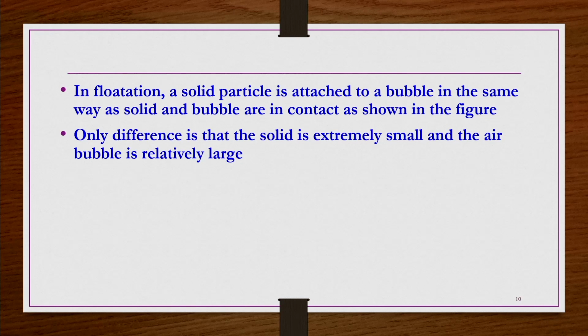So, in flotation a solid particle is attached to a bubble in the same way as solid and bubble are in contact in the previous figure, that contact angle measurement that we have seen. But what is the difference here? In the previous figure we have a bigger solid surface and a smaller bubble, but in flotation we have bigger bubbles and small solid particles are attached to these bigger bubbles.